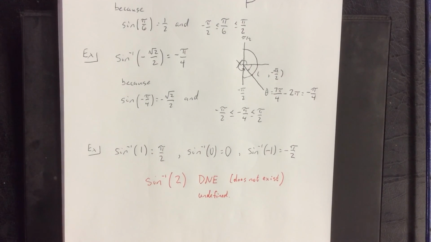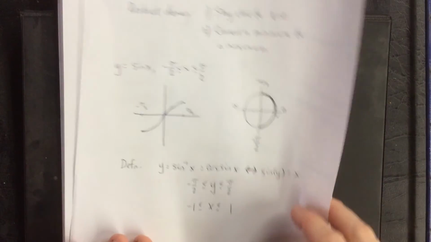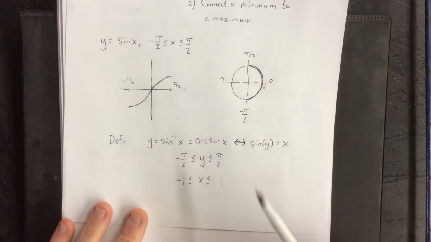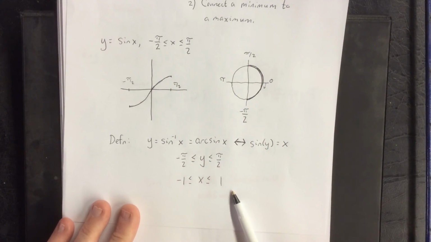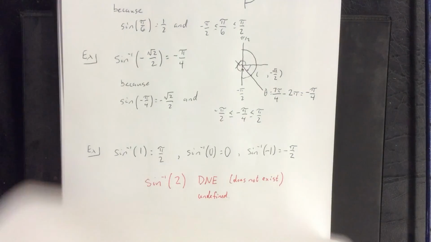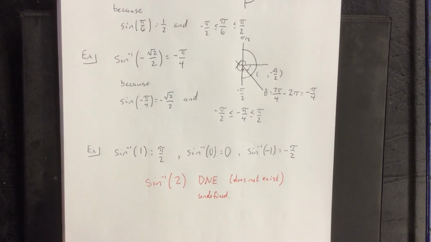So do keep in mind the domain restriction that we had associated with the inverse sine. If you have any ratio that's outside of negative 1 to 1, the arc sine of that ratio is undefined, or does not exist.